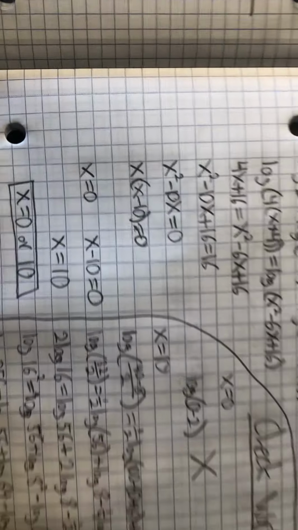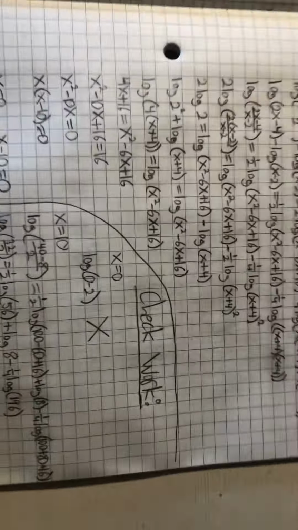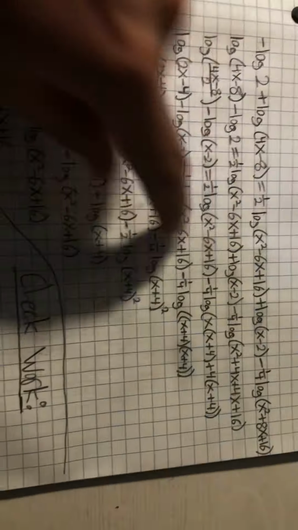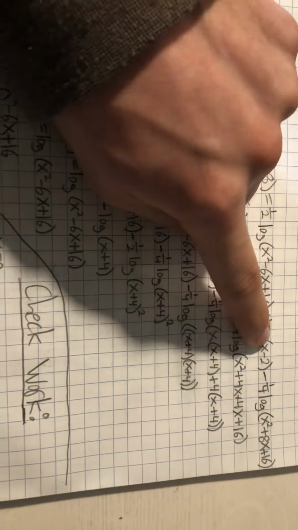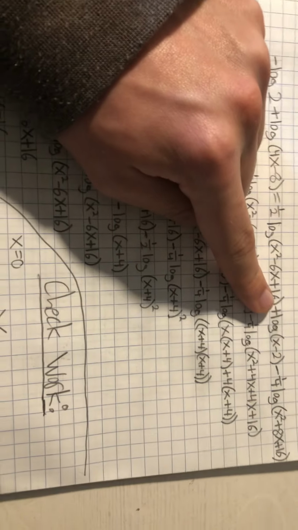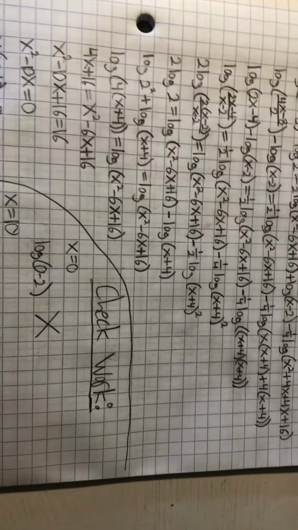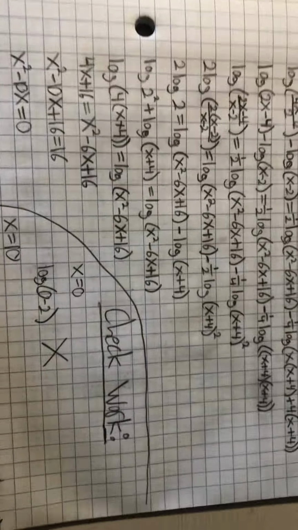Okay, let's check our work one last time. So first I do x equals 0. I'm not going to rewrite the whole problem, but we see one of our components here was log of x minus 2. If x equals 0, we have log of negative 2. Again, no bueno. That does not work. So that is not a rational number. So x equals 0 does not work. But what about x equals 10?